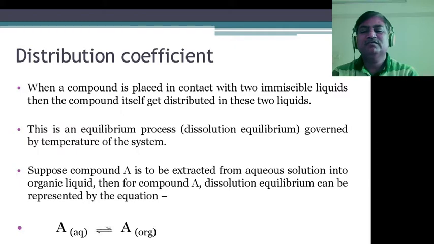Whenever a substance comes in contact with two immiscible liquids, it gets distributed in these two liquids, that is the organic solvent system and the aqueous solvent system. Then this is the equilibrium process, that is the amount of solute dissolved or distributed in the organic phase and the amount of solute distributed in the aqueous phase. Whenever equilibrium is set up, this distribution process is totally governed by the temperature of the system.